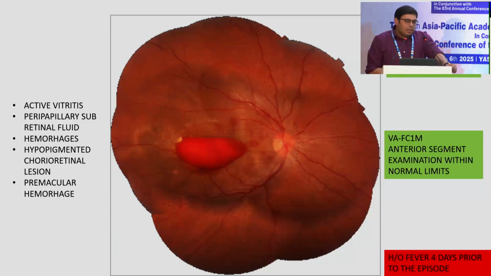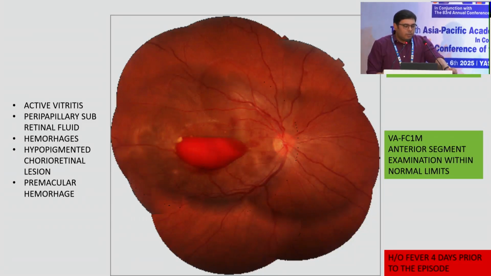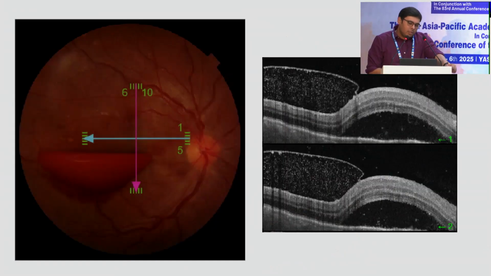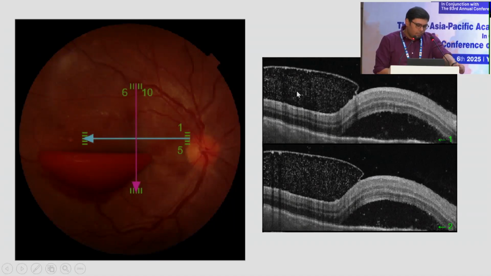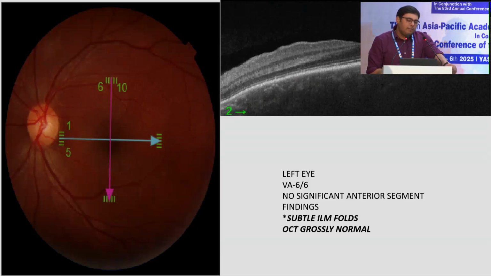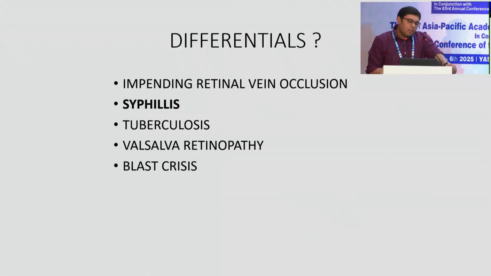On examination of the posterior segment, we saw active vitritis, peripapillary subretinal fluid, hemorrhages, hypopigmental chorioretinal lesions, and premacular hemorrhage. On OCT, we can see the SRF and the heme. The left eye was doing okay, with no significant findings. In hindsight, there was a very subtle ILM fold and the OCT was grossly normal.